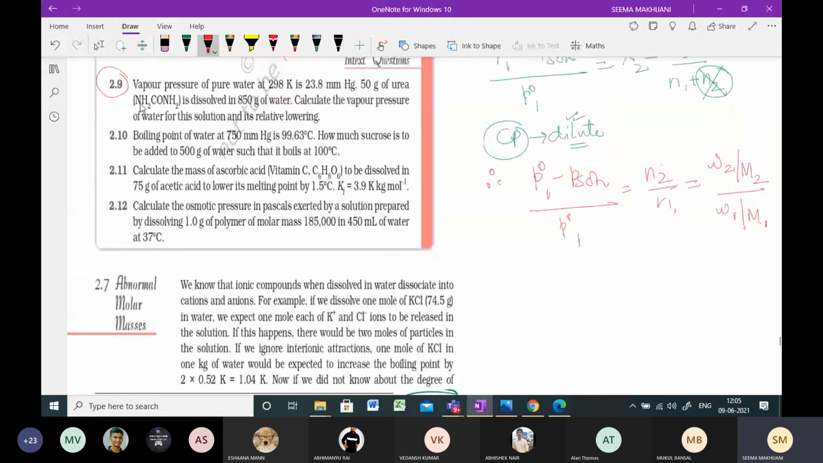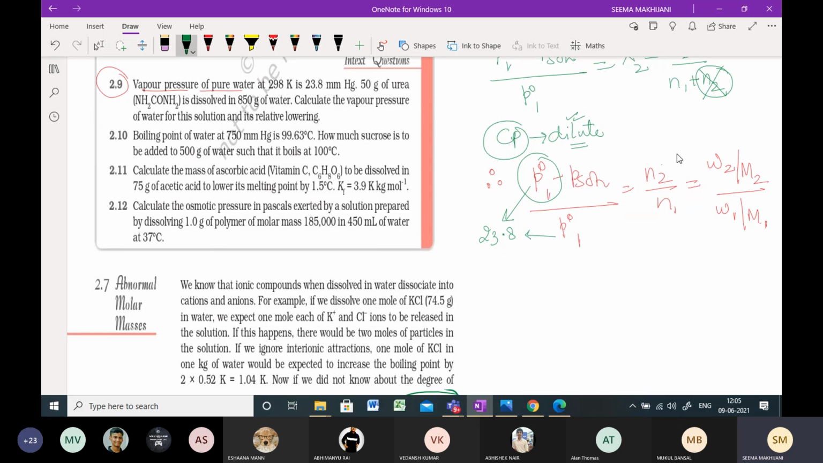The question says the vapor pressure of pure water at 298, which means the values given to you in this numerical are, this value is for pure water, this value is 23.8 mm of mercury. Please do not bother with the units of pressure, the reason being that whether it's given in mm, torr, pascals, doesn't matter to us. We'll report the answer in the same unit. So these two are given.